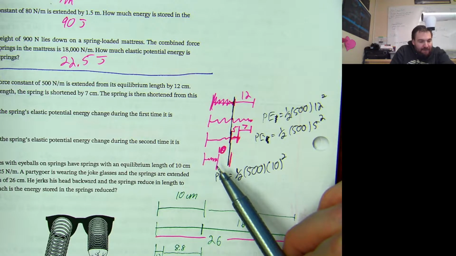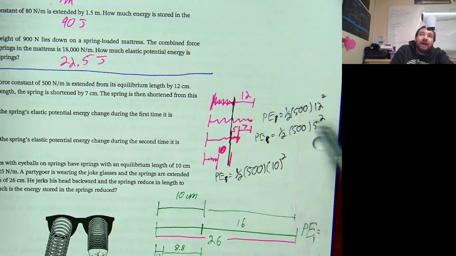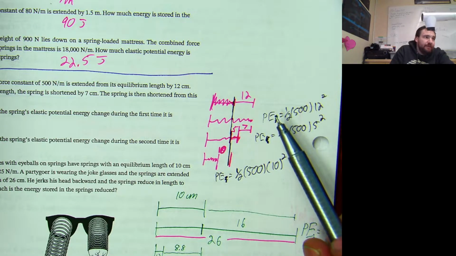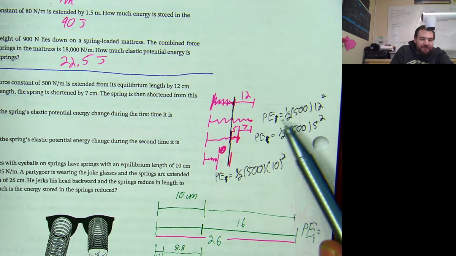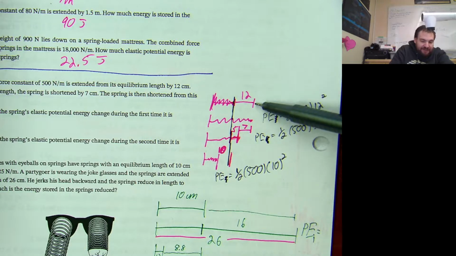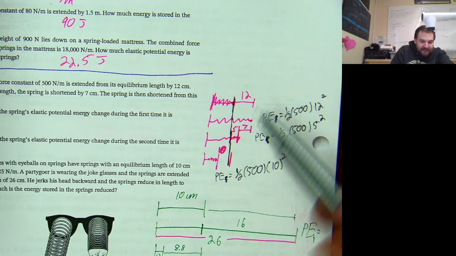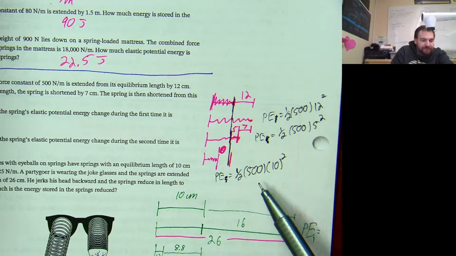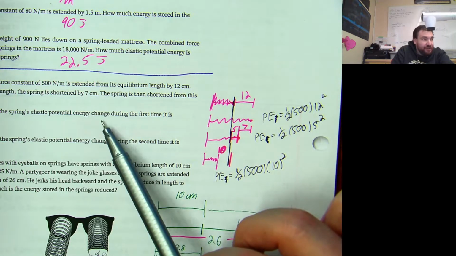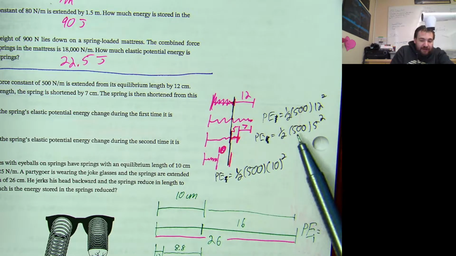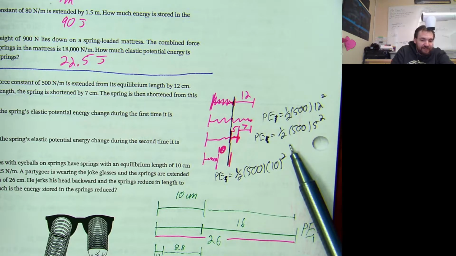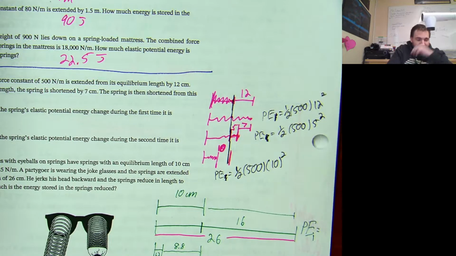The question wants to know how much the spring's elastic potential changes during the first time it's shortened. So what I recommended is that the potential energy be found at each state: the 12 centimeter extended, the 5 centimeter extended, and the 10 centimeter compression. And then the change in potential energy is going to be final minus initial. So it's going to be this minus this, because this is the extension change to this. And then it's going to be this minus this. And those will be the two values for the change in elastic potential energy.